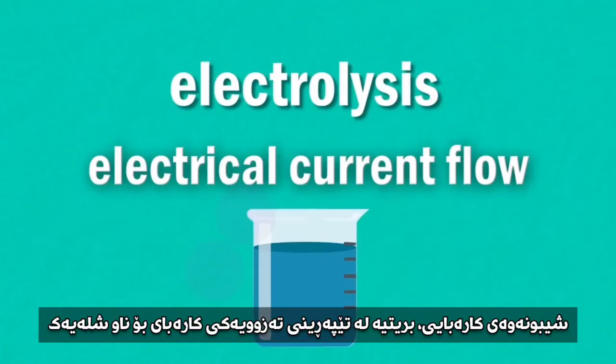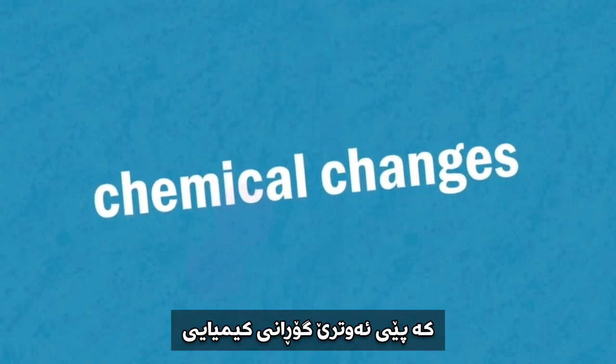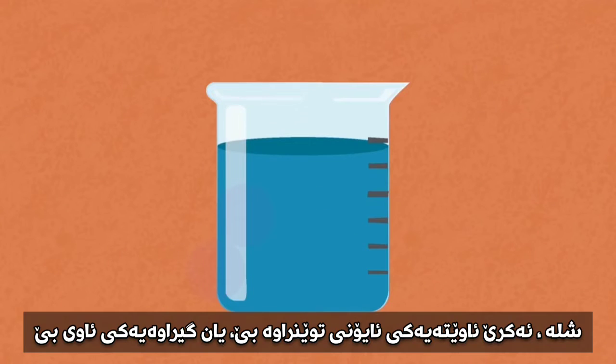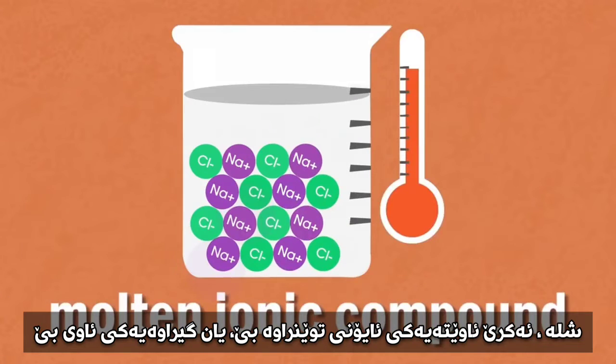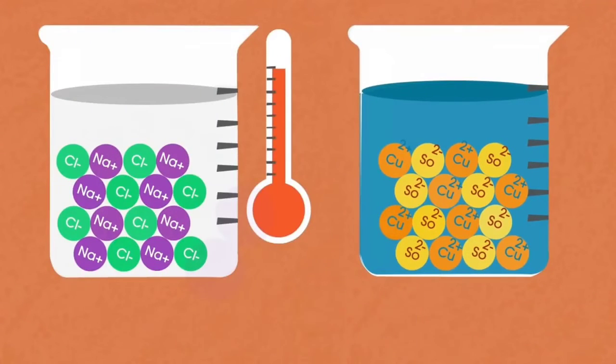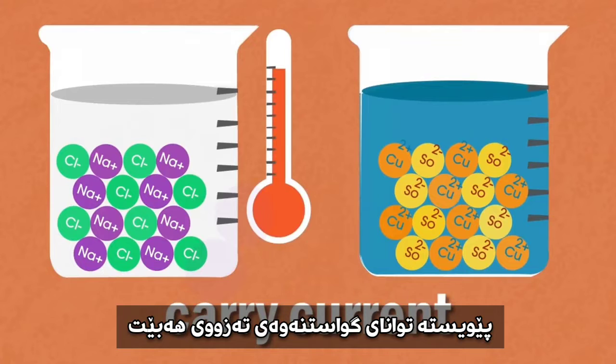Electrolysis is electrical current flow through a liquid which causes chemical changes. Now, not all liquids can conduct. The liquid can be a molten ionic compound or an aqueous solution. In either case, it must be able to carry current.